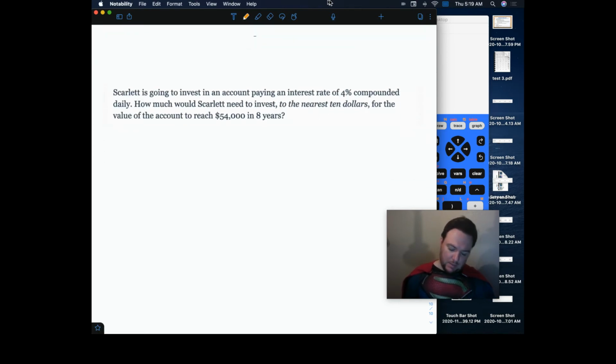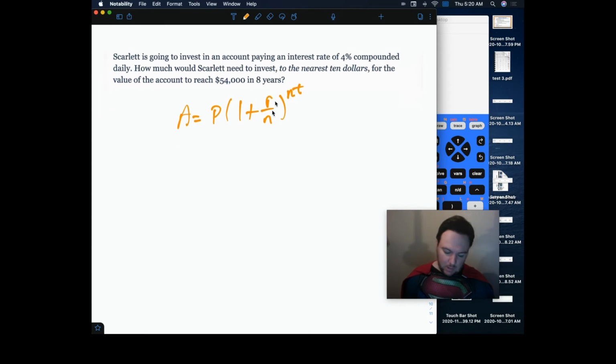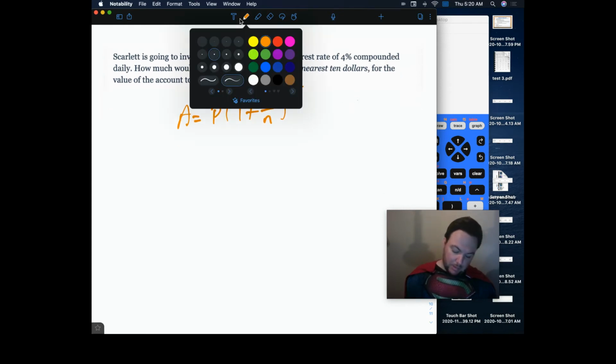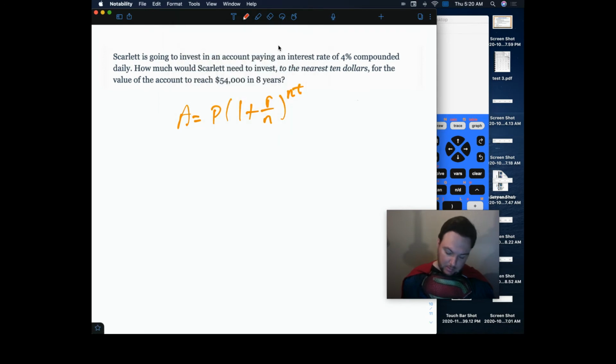Scarlett is going to invest in an account paying an interest rate of 4% compounded daily. Because it's daily, we know we're going to use A equals P times (1 plus r over n) to the nt. Oh, look, now we're using the other formula. So now, what's the principal? They're asking how much Scarlett would need to invest. They're actually asking us for the principal.